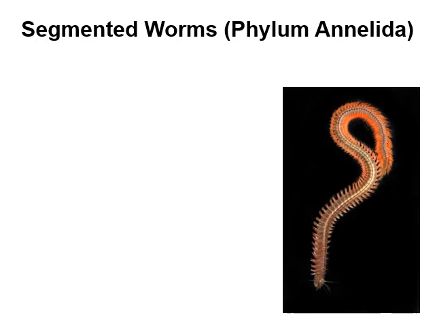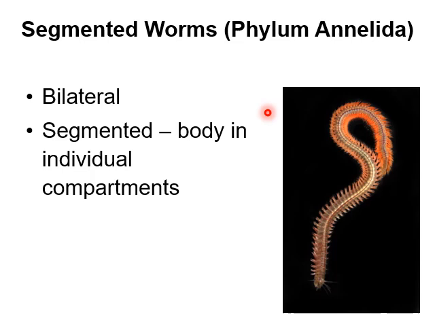So the annelids are what are known as the segmented worms in the phylum Annelida. And some things that characterize them is that they are bilateral. So you see this worm right here, it has a definite left side and it has a right side. They are also segmented. And what I mean by that is that the body comes in individual compartments.